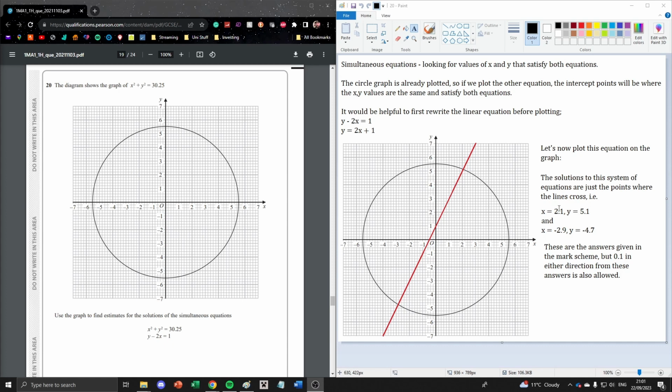So the solutions I've got are x equals 2.1 and y equals 5.1. That's up here. And x equals minus 2.9, y equals minus 4.7, which is down here. These are the exact answers that are given in the mark scheme, but you're allowed 0.1 above or below in both. So if you've got something in that sort of range, 0.1 up or down, that'll be also correct.